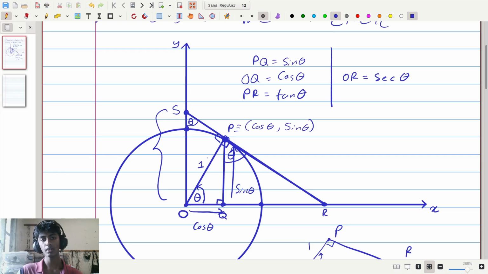As for the cosecant of theta, that is the line OS. It's the length from the origin up to the place where the tangent touches the y-axis. So OS is cosec theta, cosecant of theta.